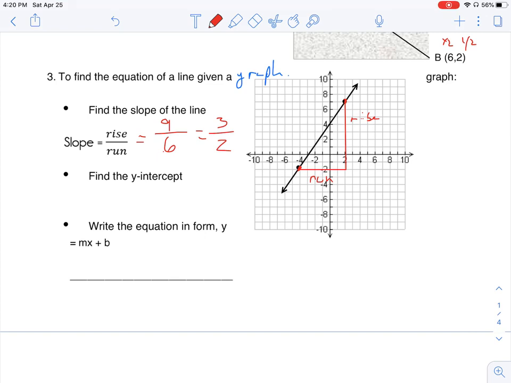Finding the y-intercept, by looking at the graph, where does the line touch the y-axis? We can see that it touches at 4. So that means the y-intercept, or b value, is equal to 4. Now we write the equation in the form y equals mx plus b. Well, y is equal to our slope, 3 over 2x, plus our b value, positive 4. So the equation in the form y equals mx plus b is y equals 3 over 2x plus 4.